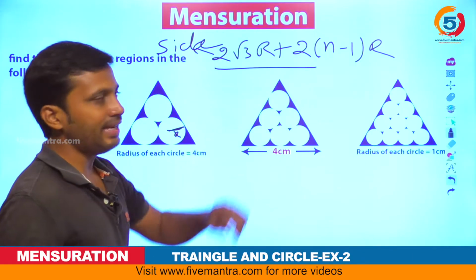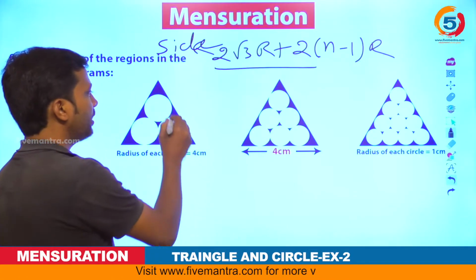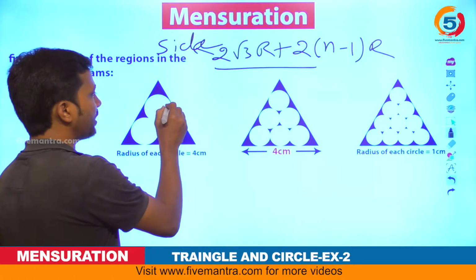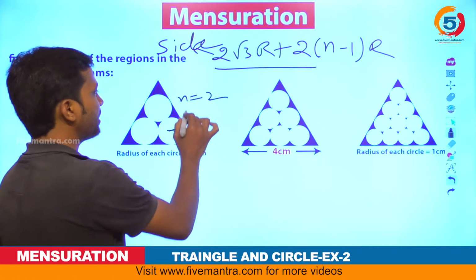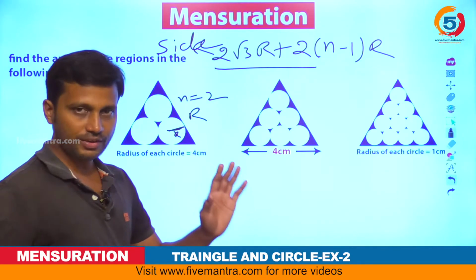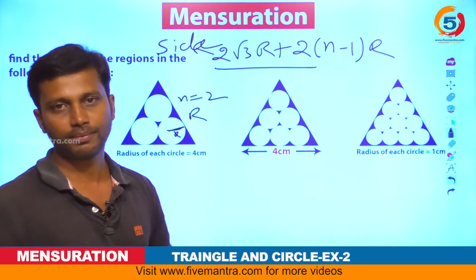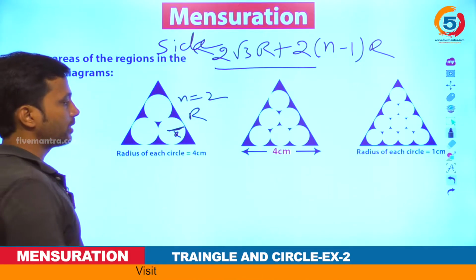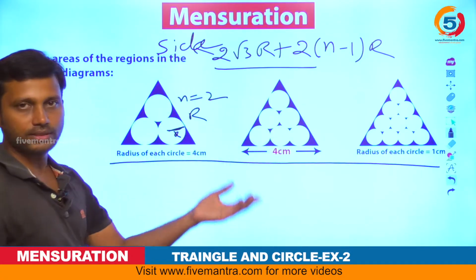So what is n? Number of rows of circles. Here n equals 2, or not? And what is the radius? R. Of course, the value is 4, and we substitute that at the end of the problem. Now let us go through this. I'll do this problem first, and then afterwards we'll do the remaining ones.